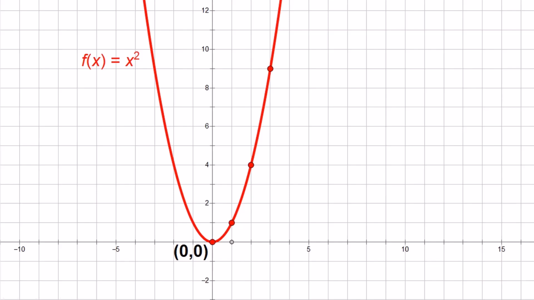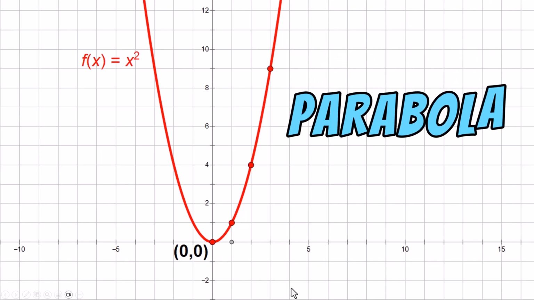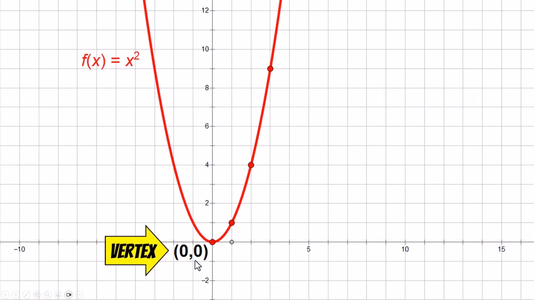When we graph a quadratic function, the graph is going to look like this. It's like a U. It's called a parabola. There's some parts of this I want you to know the names of. One of them is the vertex.